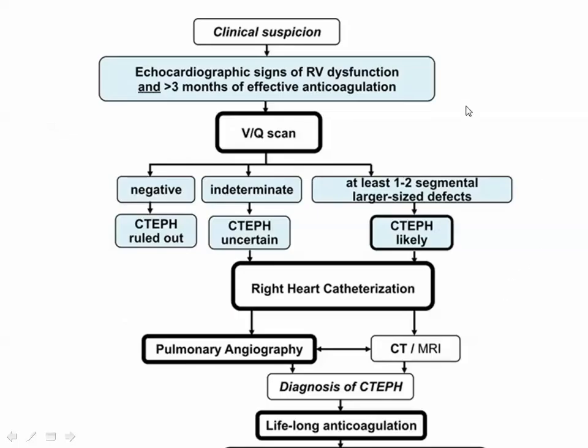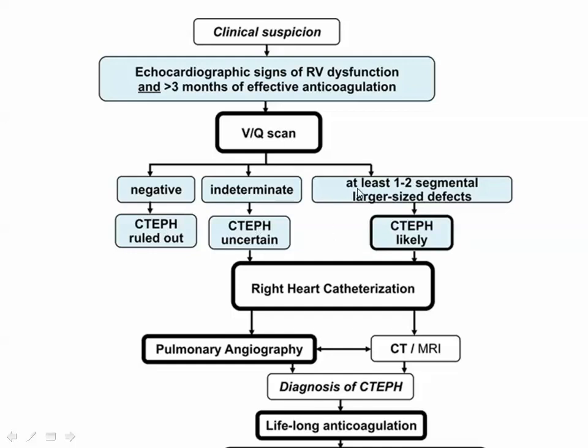Then, if you have a clinical suspicion of CTEPH, you proceed for echocardiography, and you see right ventricular dysfunction and more than 3 months of effective anticoagulation in a patient with previous history of pulmonary embolism. Then you go to perfusion ventilation scan. If it is negative, no CTEPH. If it is indeterminate, there is a question about CTEPH.